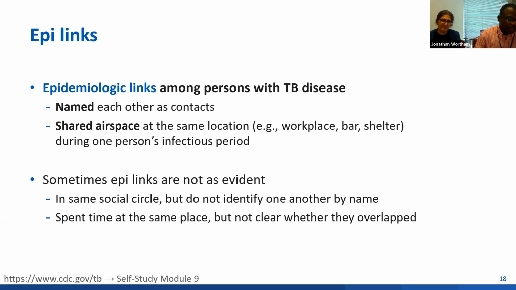Sometimes epilinks are not as evident, and this is also a common theme of outbreaks. They're in the same social circle, but do not identify one another by name. There's two kinds of situations where that can happen. The first is where they're in the same social circle. They probably would want to identify each other by name, but they know each other as Slim. And so it can be really challenging to identify who Slim was based on the traditional resources available.